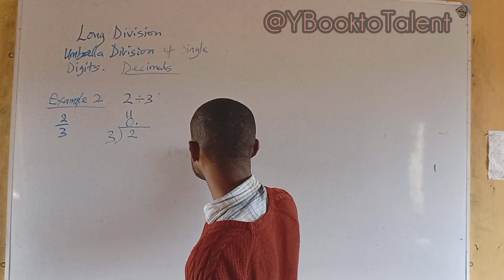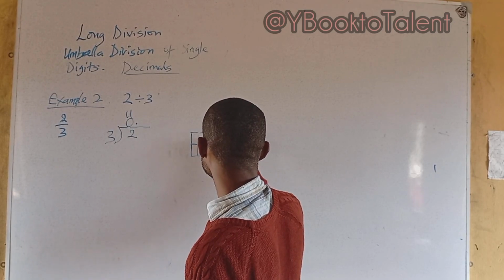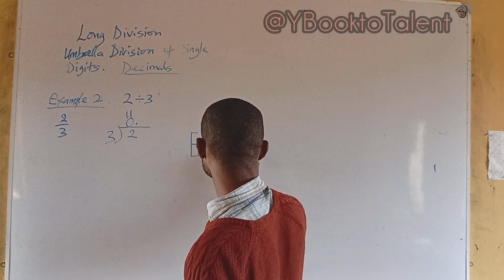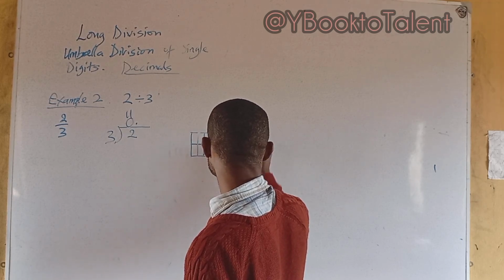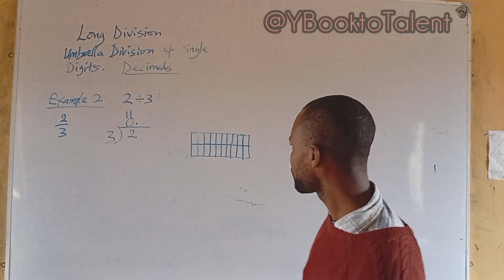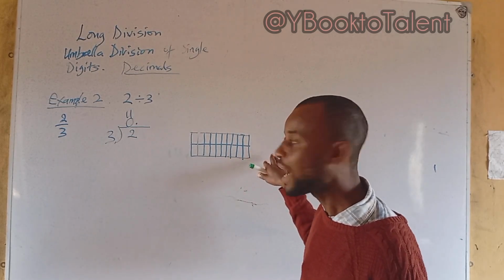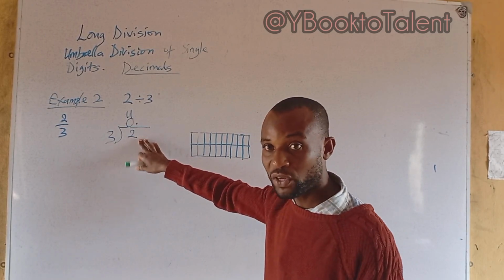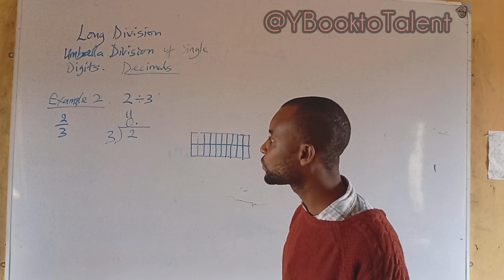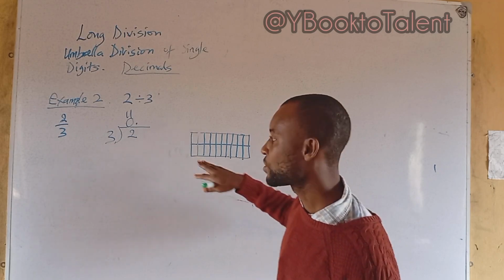1, 2, 3, 4, 5, 6, 7. Oops, this one is not straight. 7, 8, 9, and 10. Okay. Now you have 20 parts. Out of these 2, you have broken down 2 into 20 parts. So that's what you've done, meaning you can easily share across 3.